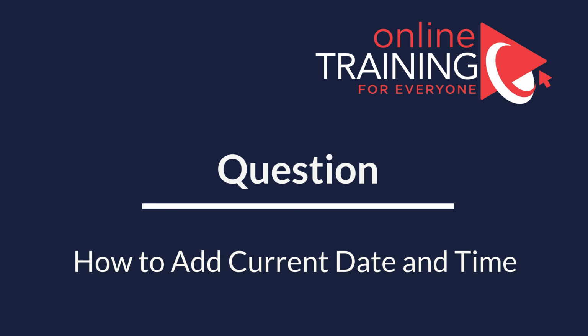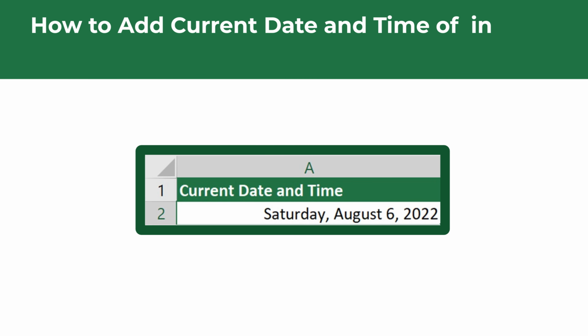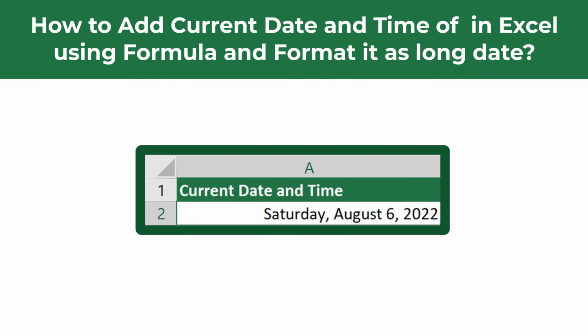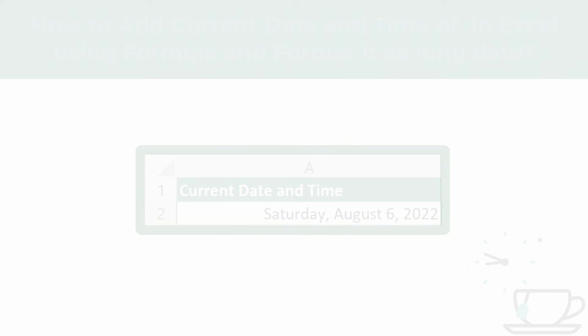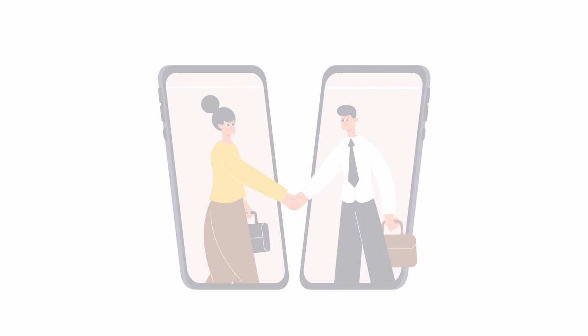Here's an interesting Microsoft Excel test question, which tests your knowledge of Excel formulas. You need to show how to add current date and time in Microsoft Excel using formula, and then format it as long date. Do you know how to do it? Give yourself 5 to 10 seconds to see if you can come up with the formula. And I am going to move forward and show you the solution.